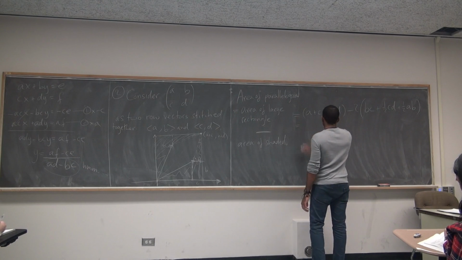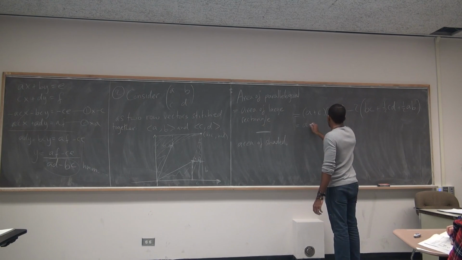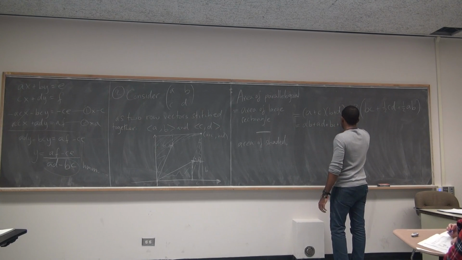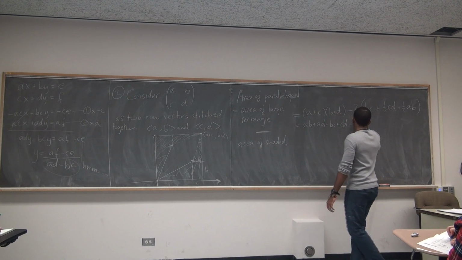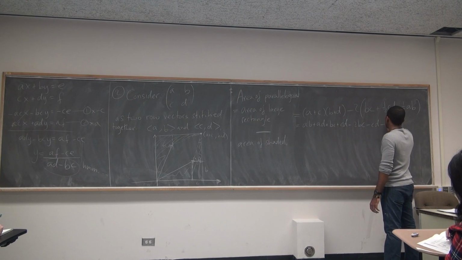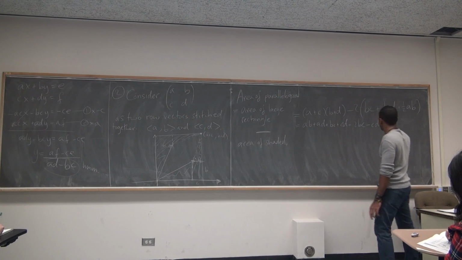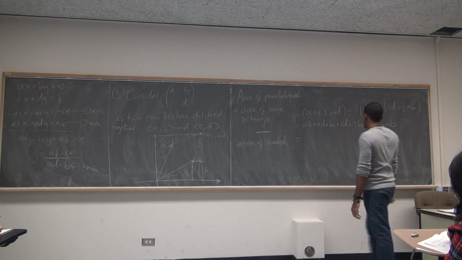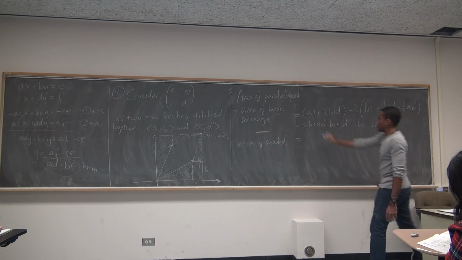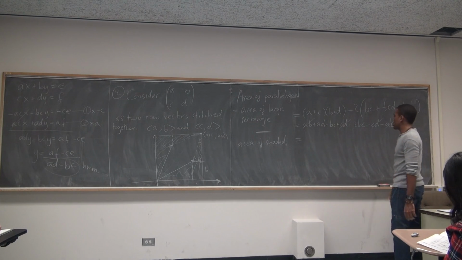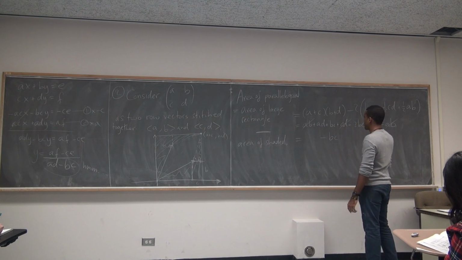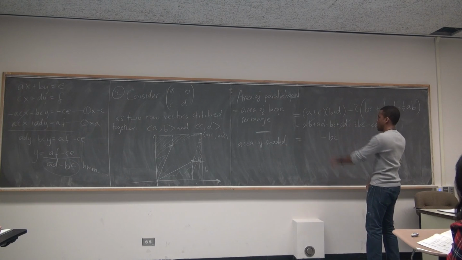Let's simplify some stuff. Multiply it. What do I get? AB plus AD plus BC plus CD, minus 2BC minus CD minus AB. Start to simplify. CD minus CD, AB minus AB. I have BC minus 2BC, that leaves me with a minus BC, and an AD.